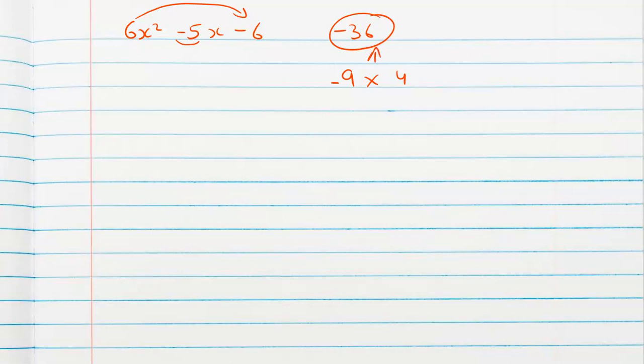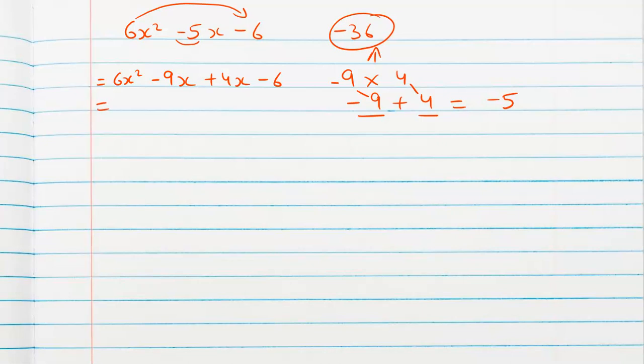But in order to get negative 5, we do this. Negative 9 plus 4 is negative 5. So same numbers, okay. And now we will rearrange the equation using negative 9 and 4. So we have 6x squared minus 9x plus 4x minus 6.